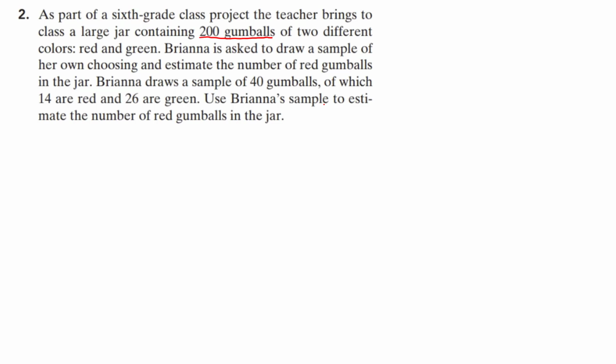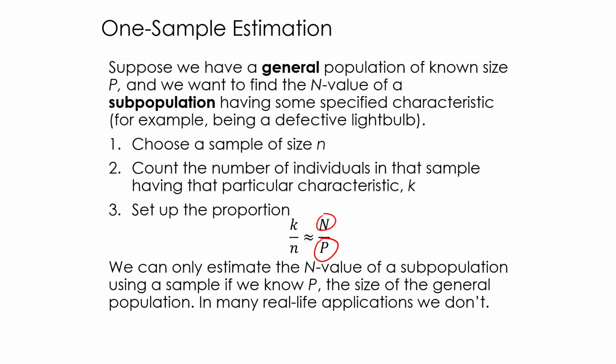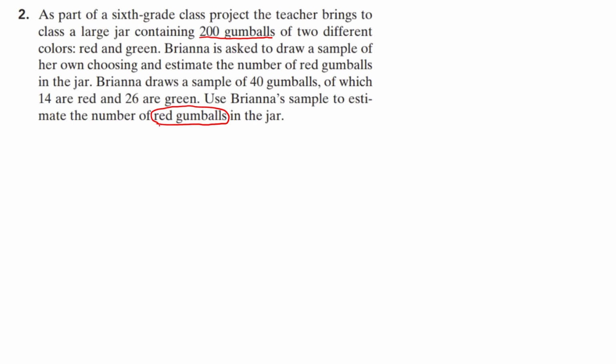Use Brianna's sample to estimate the number of red gumballs. There were 14 red gumballs in our sample of 40. That should be the same thing as the ratio of red gumballs, which we don't know, to the total population, so 200. Then we just multiply both sides of this equation by 200. n in this problem is 40.